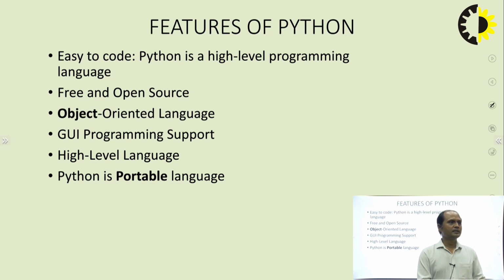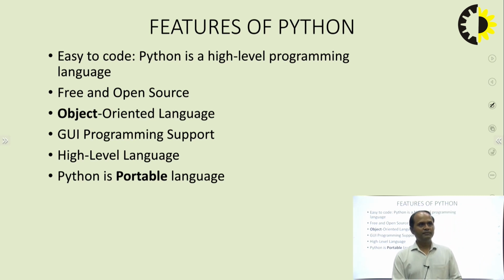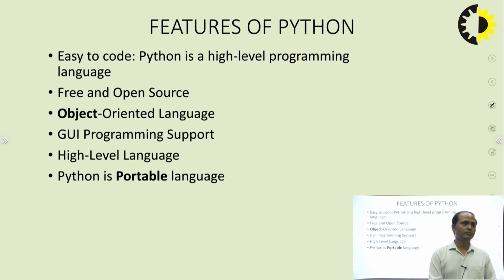Now we can discuss object-oriented language. In an object-oriented language, we can use the object and class concepts in the programming language. Like in C, we cannot use class and object, but in Python we can use the object and class concept.